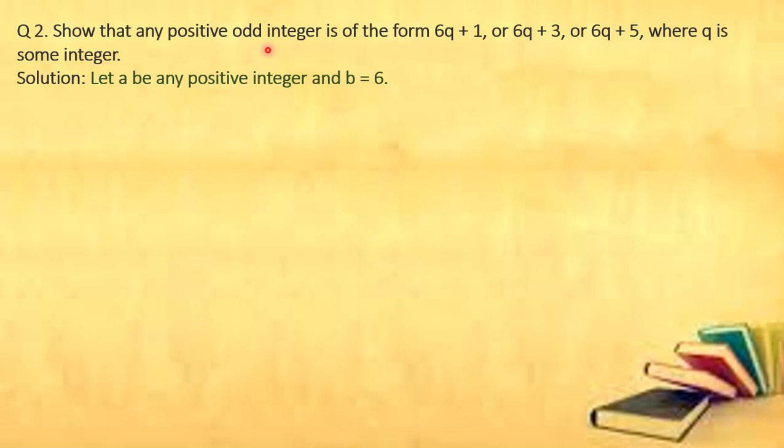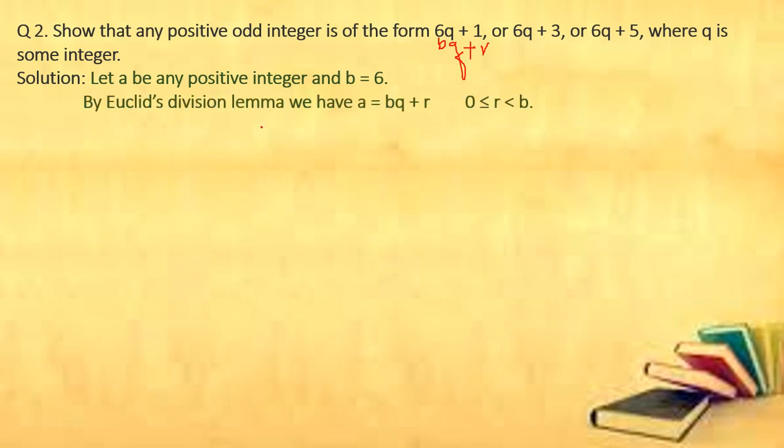Any positive odd integer we can write as 6q plus 1, 6q plus 3, or 6q plus 5. Any one of these forms is for the positive odd integer. So let us take that a is any positive integer and b is equal to 6. Why are we taking b? As in the formation 6q plus 1, this is a equals bq plus r, so the value of b is 6. So we have taken b equal to 6.